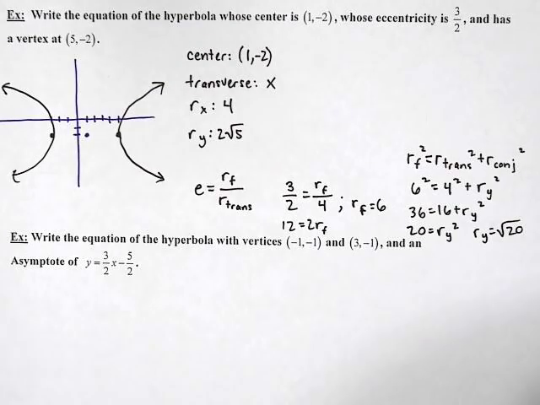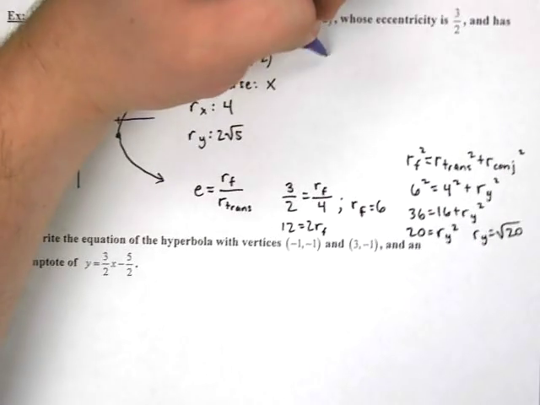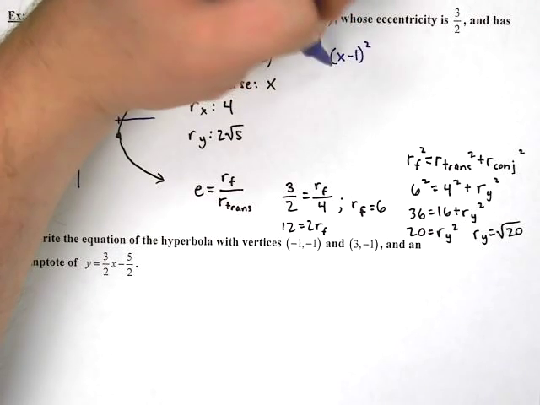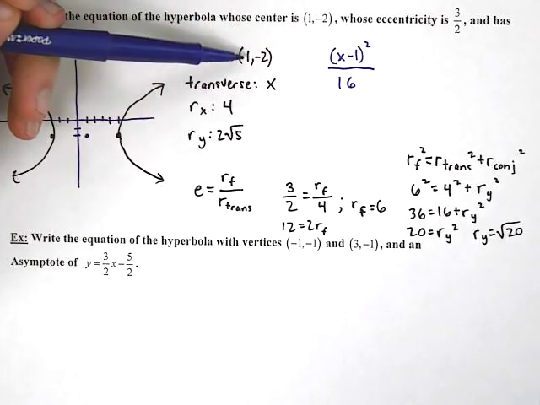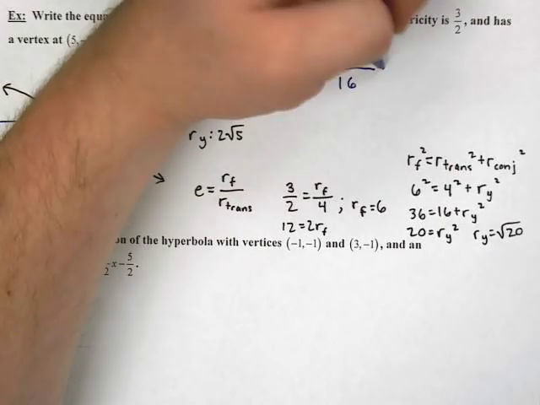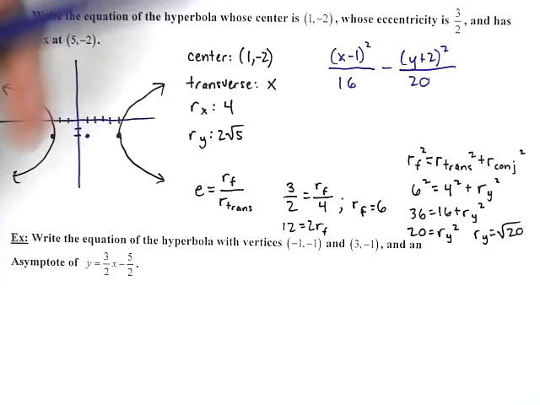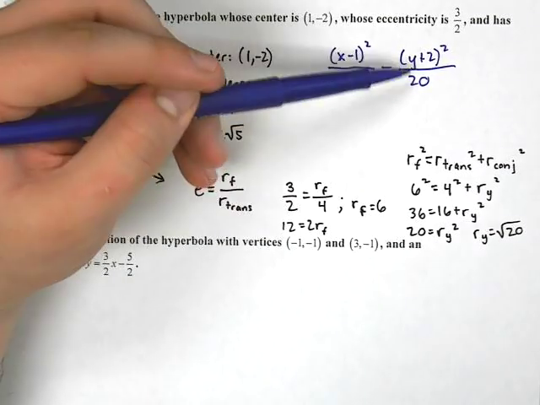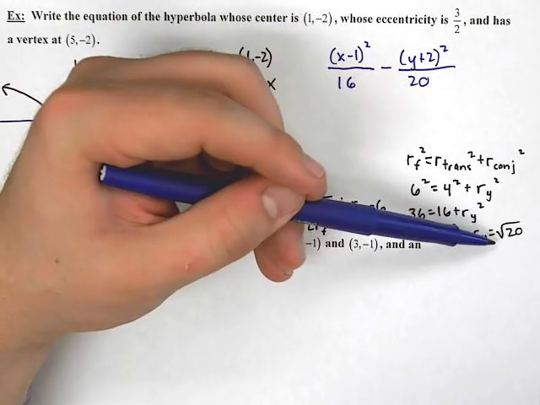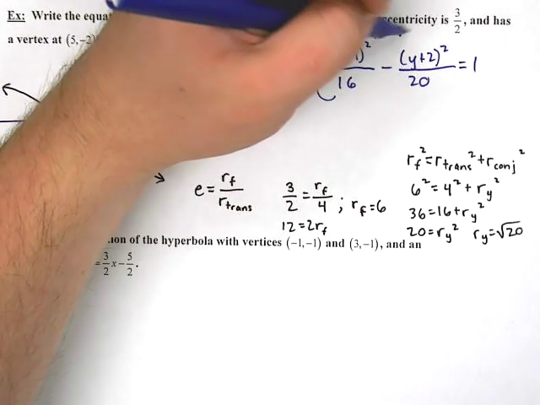Alright, now I am ready to write my equation. My equation will be something like, well, transverse is x, so x comes first. So I'm going to have x minus 1 squared over 16. Why? 1 from here, 16 from 4 squared. Minus y plus 2 squared over 20. Why? Positive 2 from the negative 2, 20 from r sub y squared, right down here. And lastly, equals 1. And we are done with that problem.